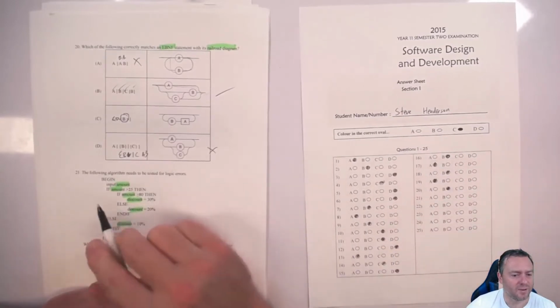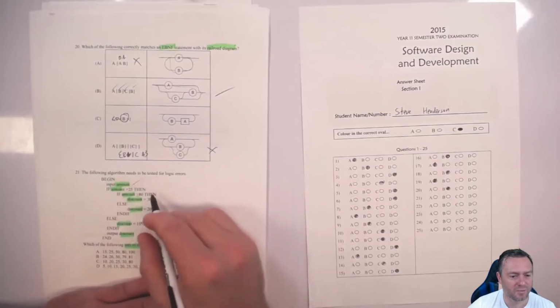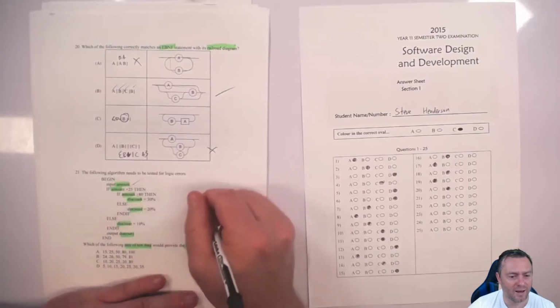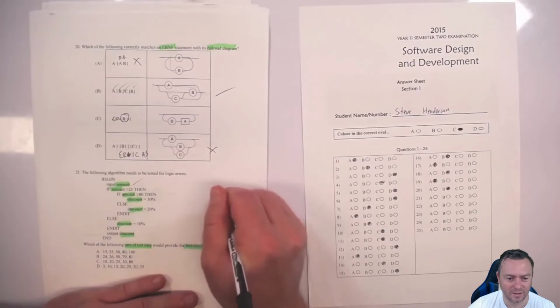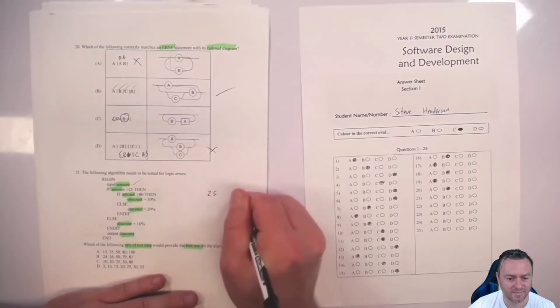So the following algorithm has a logic error. It looks like a range one. We've got greater than 25 and then greater than 80. So I'd write those core numbers down: 25, then 80, and we're looking for the test data.